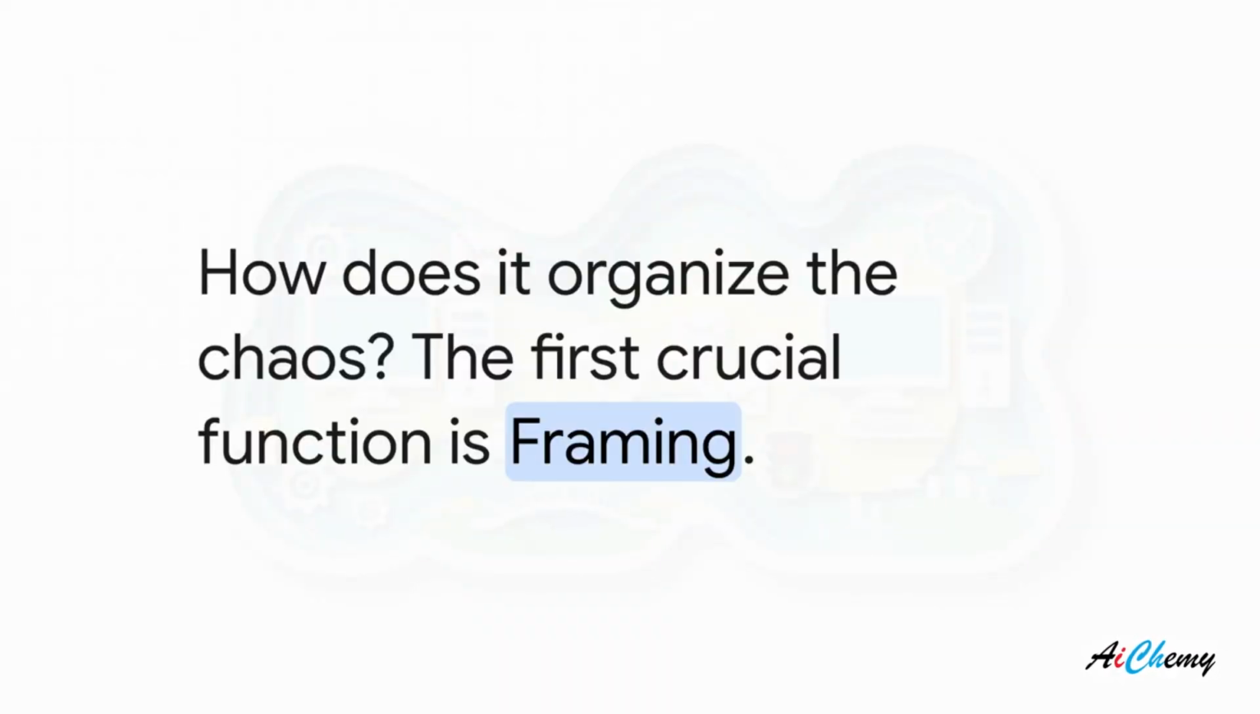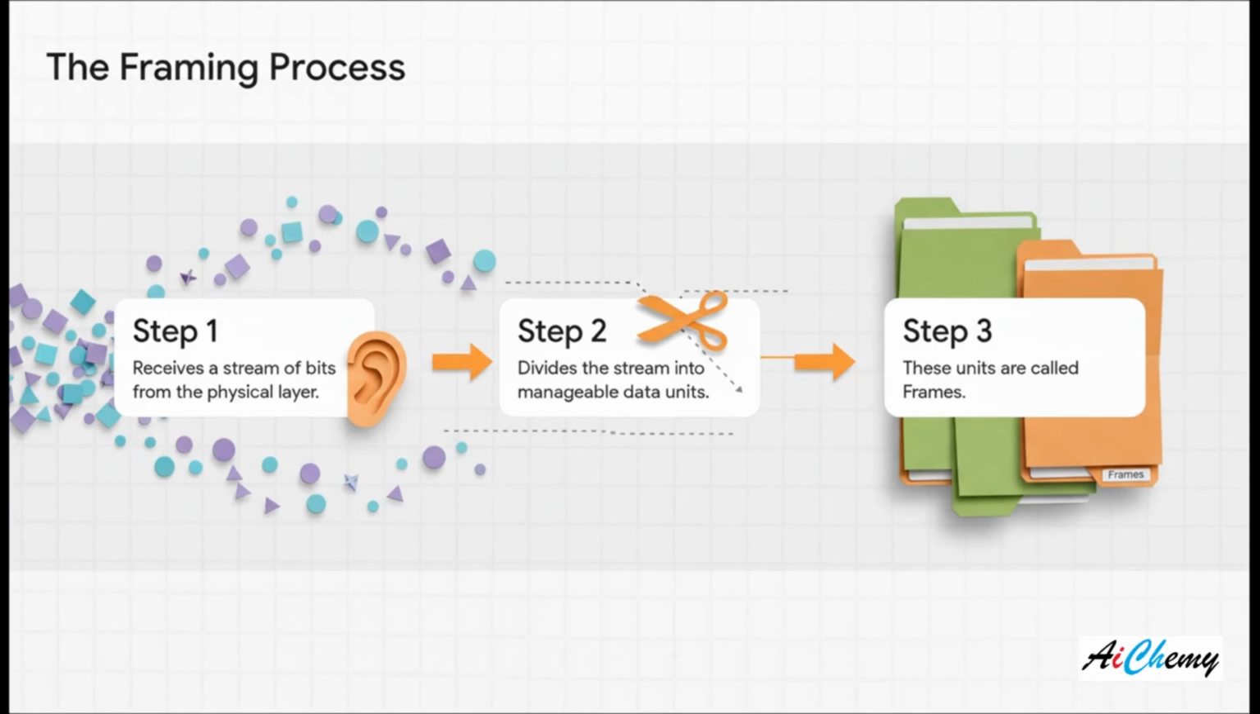Well, the first and probably most fundamental thing it does is something called framing. Imagine you just found a giant, disorganized pile of loose leaf paper. The very first thing you do is sort all those pages into neatly labeled folders, right? That is exactly what framing does for our data. And the concept is pretty brilliant in its simplicity. First, the data link layer just listens to that raw stream of bits coming in from all the hardware. Then, it literally just chops up that endless stream into these discrete, manageable little chunks.